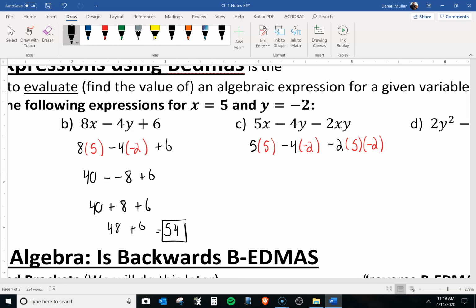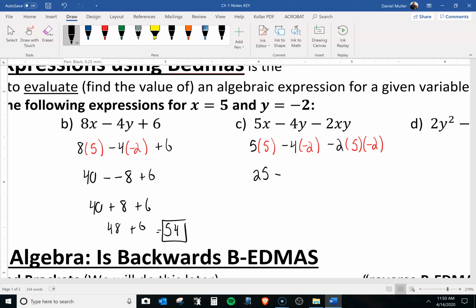Now, start here. 5 times 5. Again, following BEDMAS, there's no brackets. There's nothing to do inside the brackets. There's no exponents. And with division and multiplication, you got to work left to right. And so we're starting here on the left. There is no division, so we're going to do the multiplication. 5 times 5 is 25.